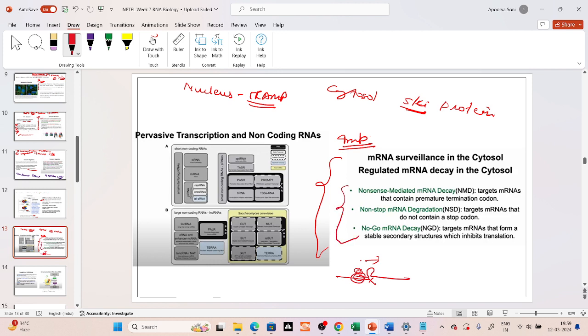And why do they all occur in the cytosol? Can anybody tell me why all these are in the cytosol only? Why do nonsense-mediated decay, non-stop and no-go happen in the cytosol? Why can't they happen in the nucleus? These kinds of decay cannot happen in the nucleus. Why? Tell me.